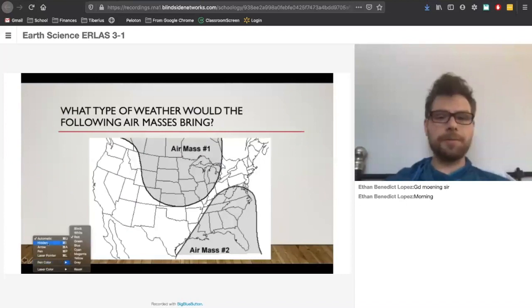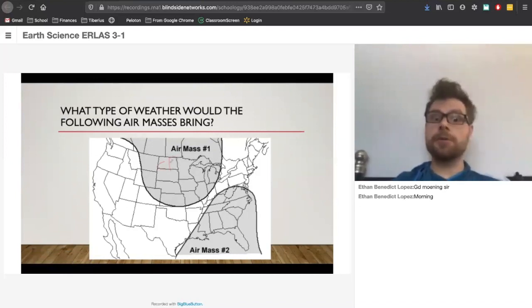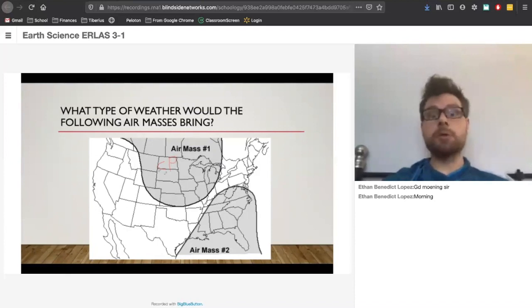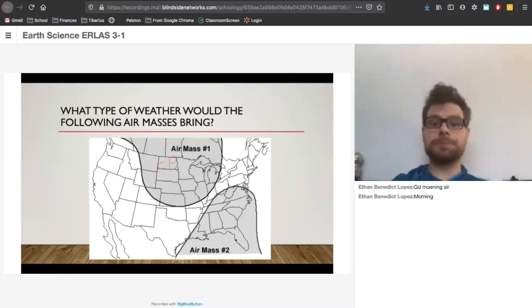Oh, there we go. Excellent. So this is a CP air mass. C for continental, because it's forming over land, and P for polar, because it's forming in Canada, which is cold.